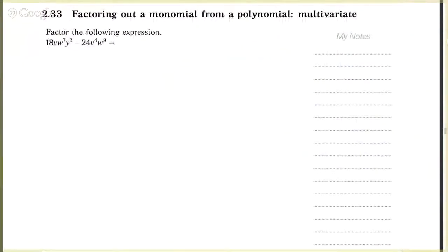So now that we know how to compute the greatest common factor of a set of terms, we're going to use that to factor a polynomial. This particular polynomial is multivariate. It has v's, w's, and y's in its terms. And we want to factor this expression. We want to break it apart into multiplicative pieces using the greatest common factor technique.